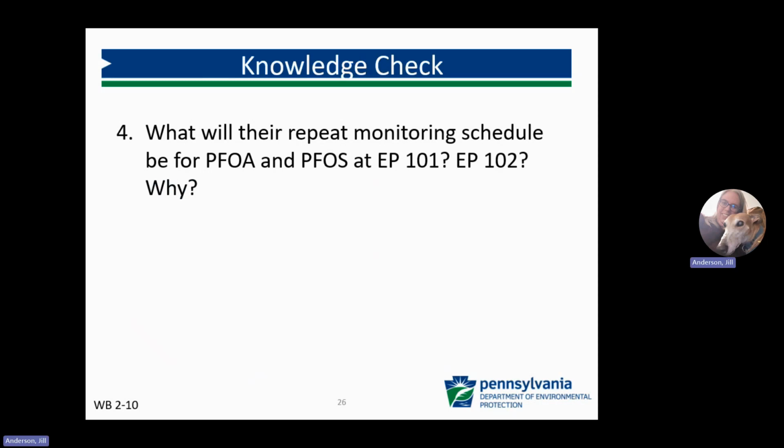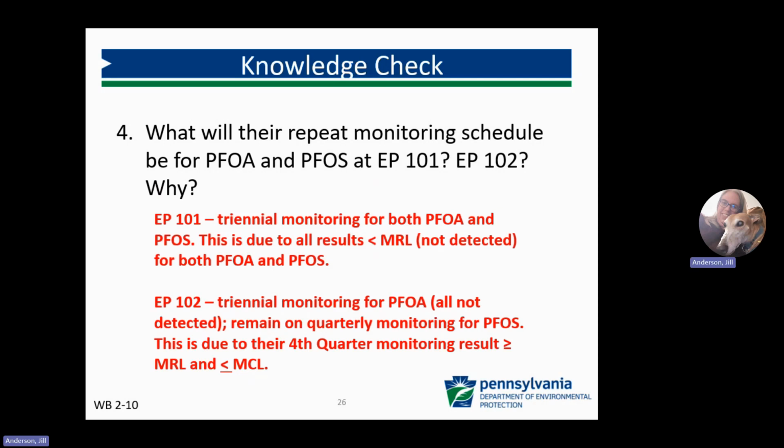Question 4, what will their repeat monitoring schedule be for entry point 101 and entry point 102, and why? For entry point 101, they will be on triennial monitoring for both PFOA and PFAS, and this is due to all results non-detected or less than the MRL for both PFOA and PFAS. For entry point 102, they will be on triennial monitoring for PFOA, but they will remain on quarterly monitoring for PFAS. The quarterly monitoring for PFAS is due to their 4th quarter monitoring result that's over the MRL and less than the MCL.